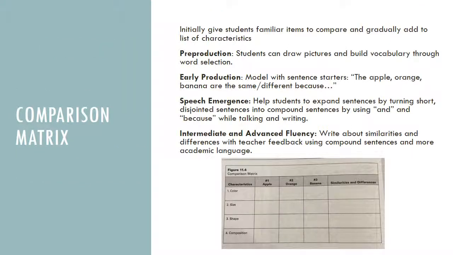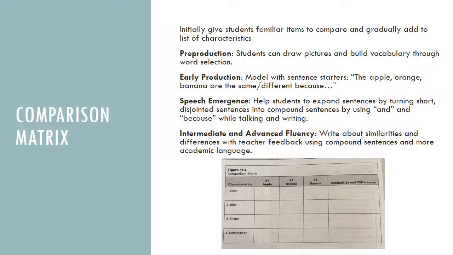Another strategy identified in the book is the comparison matrix. When using the comparison matrix, you initially give students familiar items to compare and then gradually add to the list of characteristics. For pre-production students, students can draw pictures and build vocabulary through word selection. For early production students, teachers would model with sentence starters. For example, the apple, orange, and banana are the same or different because.